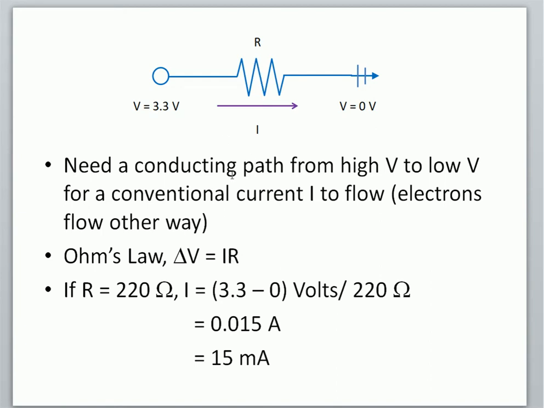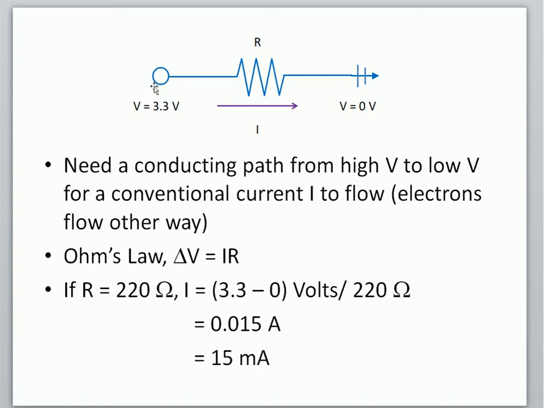Now imagine this was a 220 ohm resistor. The voltage drop or voltage difference across this resistor, well, that's 3.3 on this side, 0 on that. So 3.3 volts divided by 220 ohms. That's going to be 0.015 amps. People don't usually talk about amps in electronic circuits. They usually talk about milliamps. 1 milliamp is 1,000th of an amp. Okay?